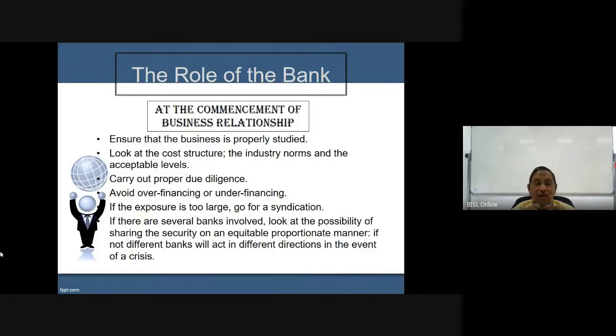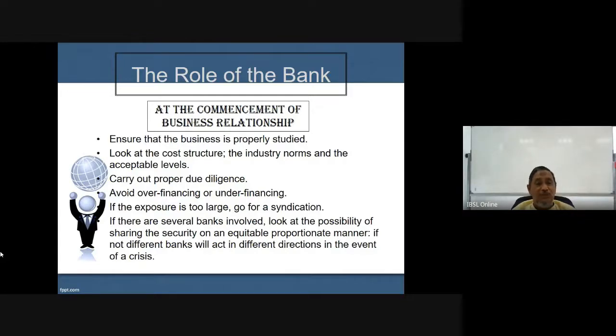You are not identifying the customer need and finance. Need-based finance is very important. So you can avoid over-financing or under-financing. Both are dangerous. Over-financing, customer may misuse the funds and default the facility. Under-financing, customer may not be able to run the business and the business will collapse. So it's the role of the bank to see that need-based finance is important.